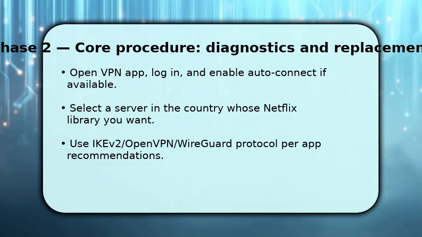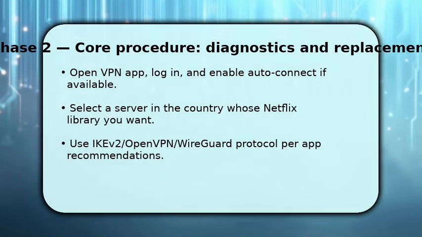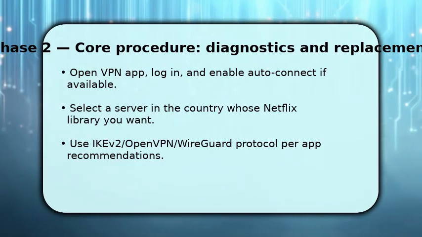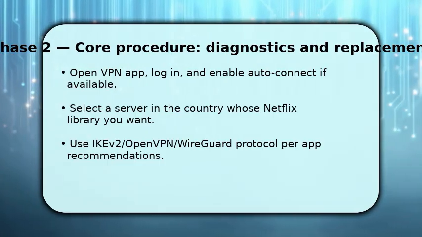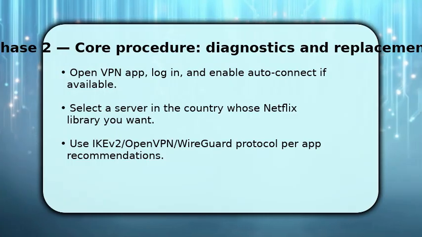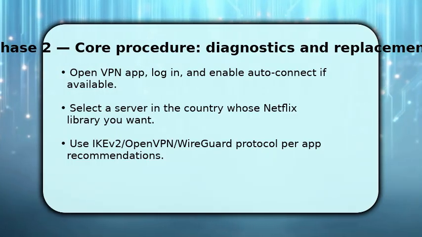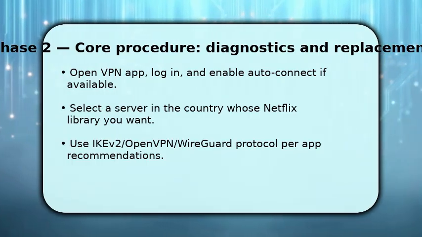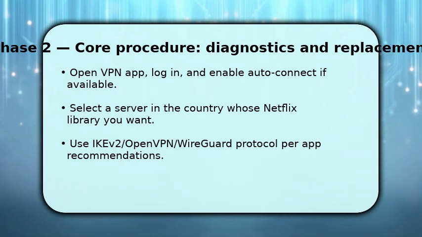Then select the recommended protocol such as WireGuard for performance or IKEv2 for stability. Tap Connect and wait for the status to show connected. Once connected, clear the Netflix app cache or force close it so the app recognizes the new IP address.